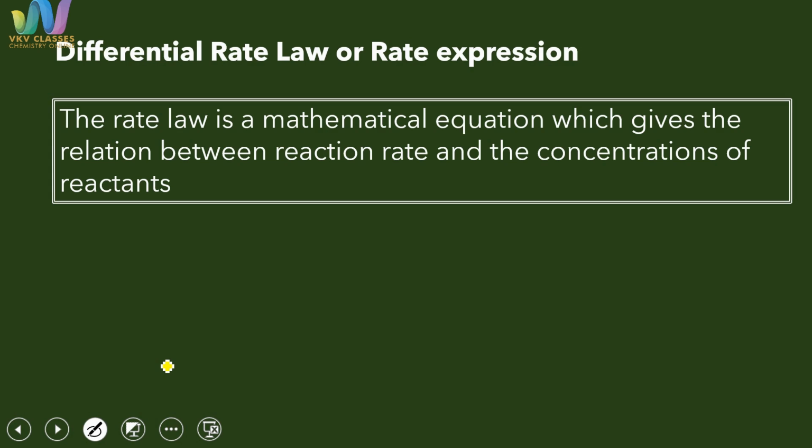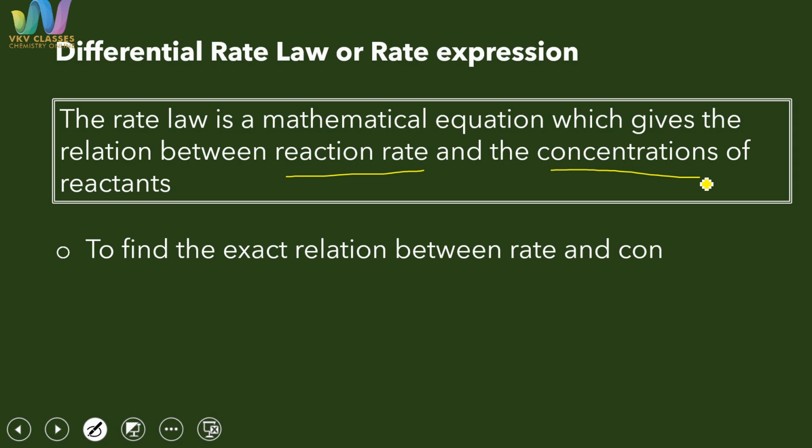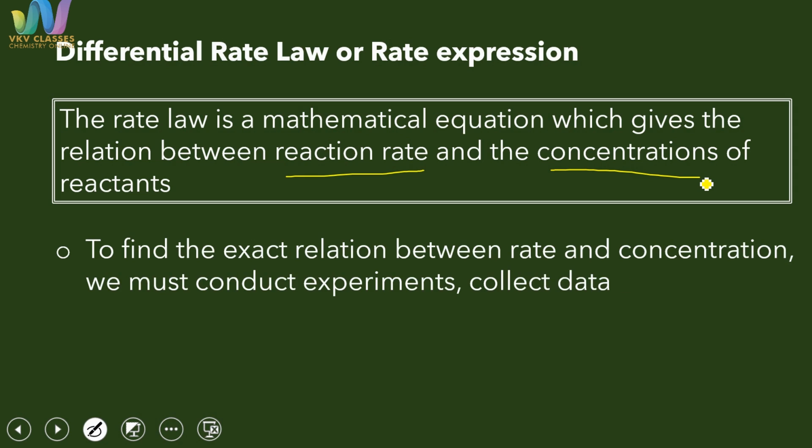The rate law is a mathematical expression which gives the relationship between reaction rate and concentration of the reactant. So rate law is relating two aspects. One is the rate, other is the concentration. To find the exact relationship between the reaction rate and the concentration, we have to conduct an experiment, collect data, and then interpret the data.